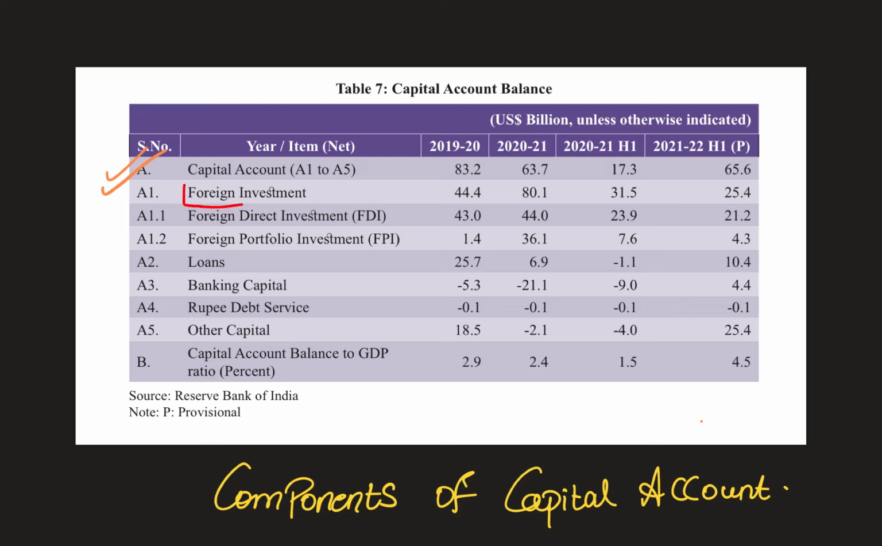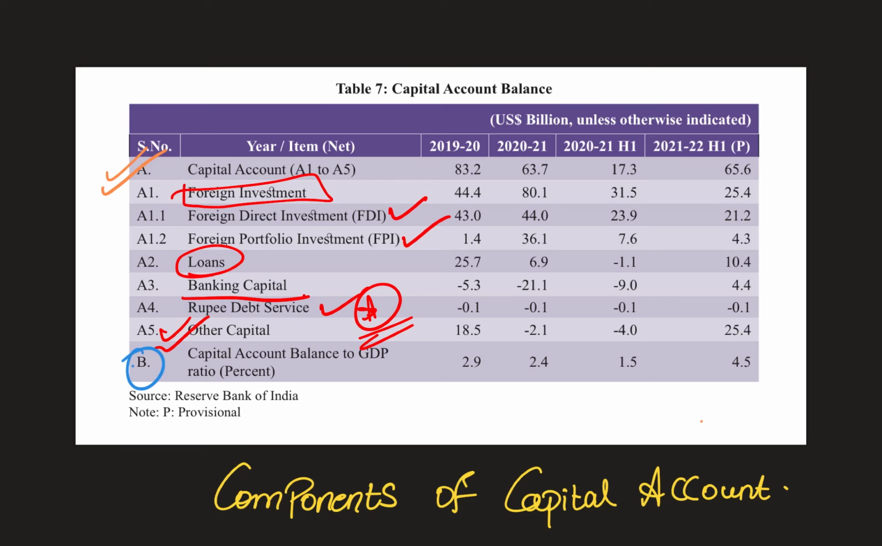Firstly, we have foreign investment, and this comes in the form of FDI and FPI. We will discuss that. Secondly, loans. Third one is banking capital, and fourth one is rupee debt service. We take loans from different sources, so we have to pay that money back to the party in the form of interest. Any other capital that is coming to India will also be a part of this.